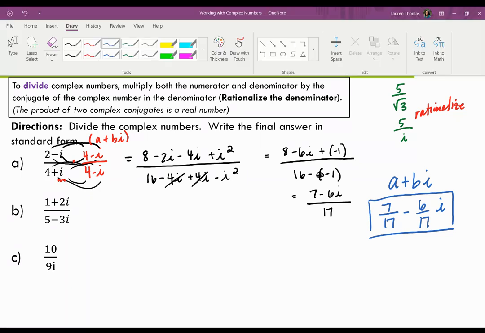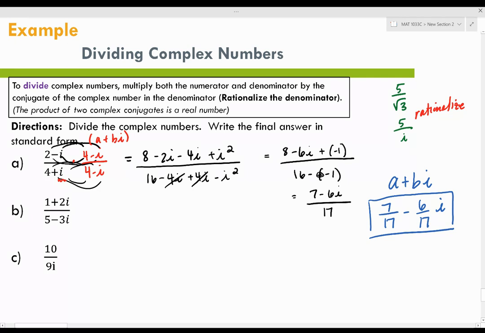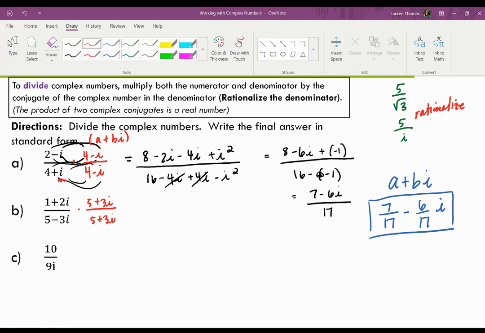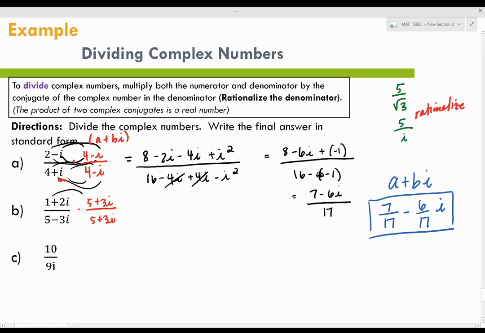So B, they have the same thing. We're dividing, okay? There's nothing that simplifies off the bat, but we can't leave that i in the denominator. So we're going to have to multiply by rationalizing. And we're going to multiply by the conjugate, which would be 5 plus 3i. Okay. We are going to FOIL both the numerator and the denominator. So 1 times 5 is 5, plus 3i, plus 10i, plus 6i squared.